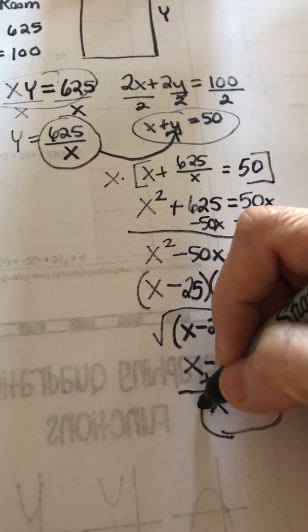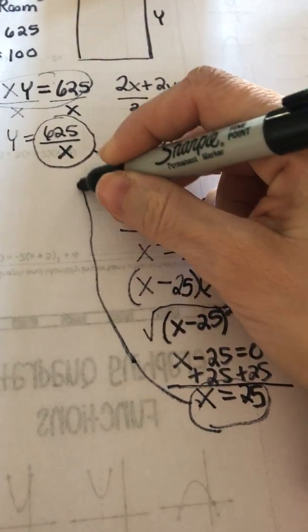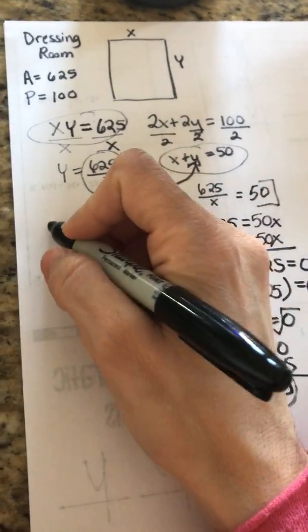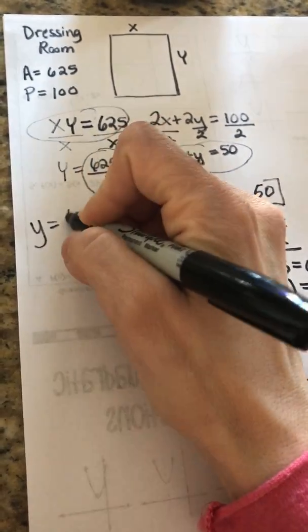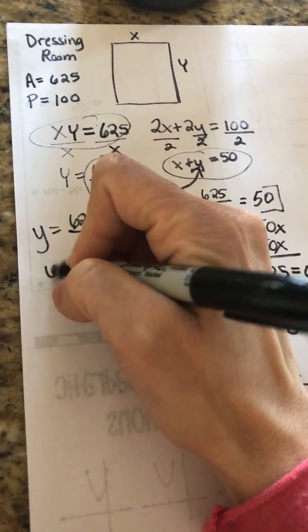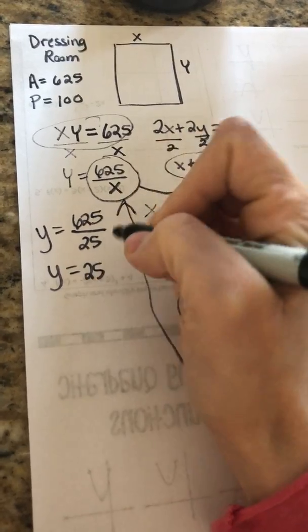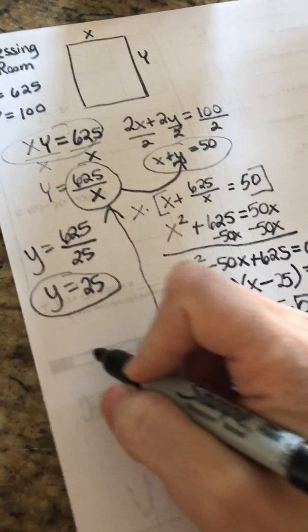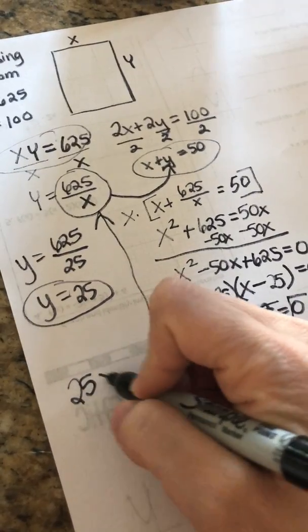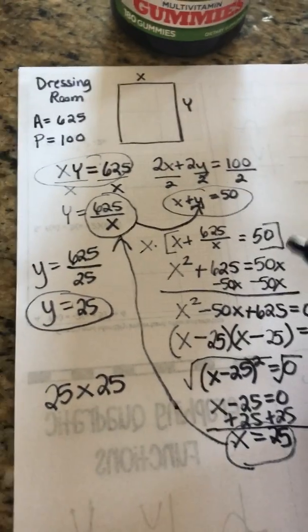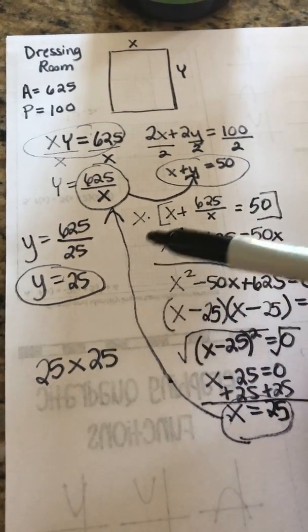And then you'll take it up and plug it in to find the y value. So y equals 625 divided by 25, so you get y equals 25 as well. So this is a square room. The dimensions of this room are 25 by 25. So the dressing room is square, 25 by 25.